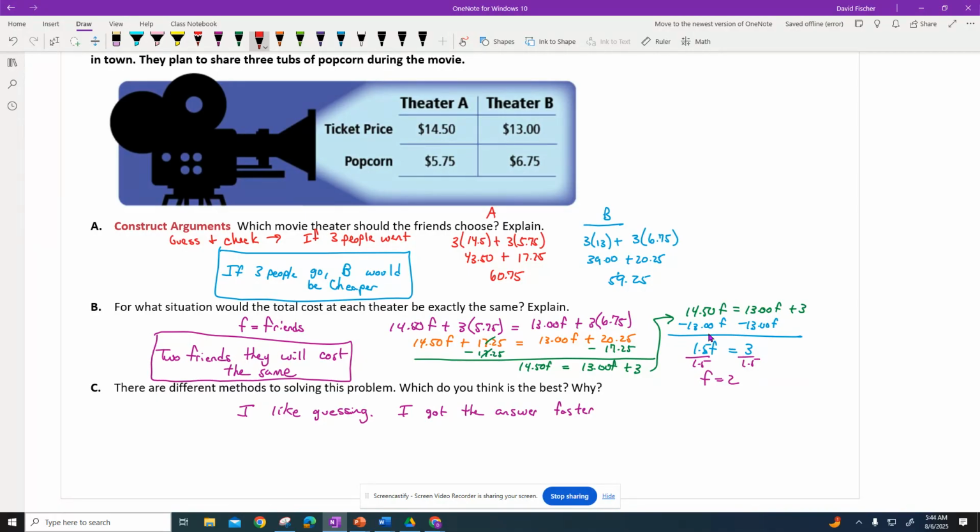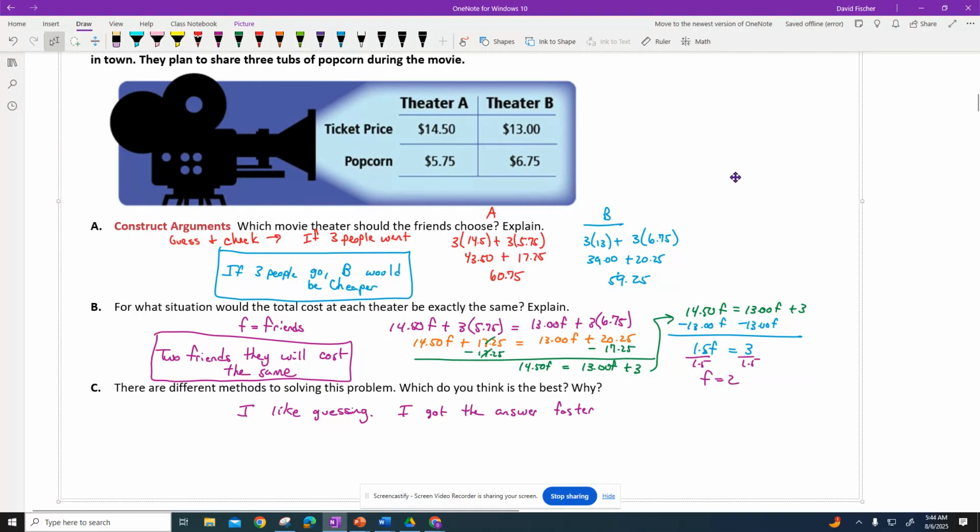I got the answer faster. Okay, so this one's kind of open to whatever your opinion is. I probably would have guessed and said, hey, you know what, that's pretty close. Let's guess 2 friends up here instead of writing an equation. Depending on how close you are, writing an equation might not be the easiest.